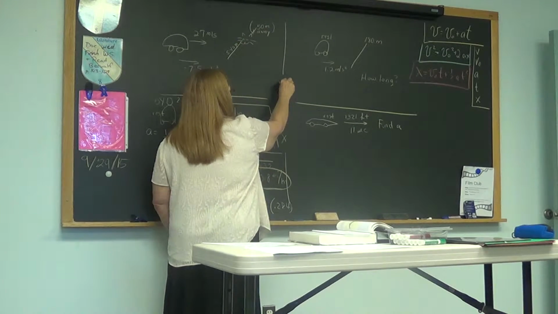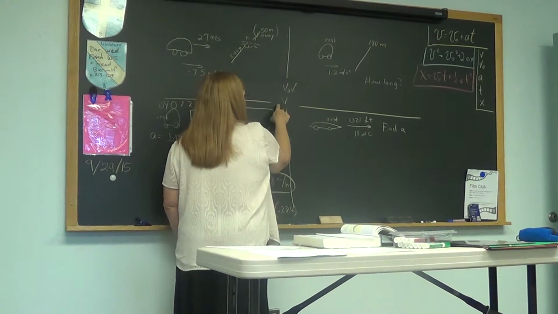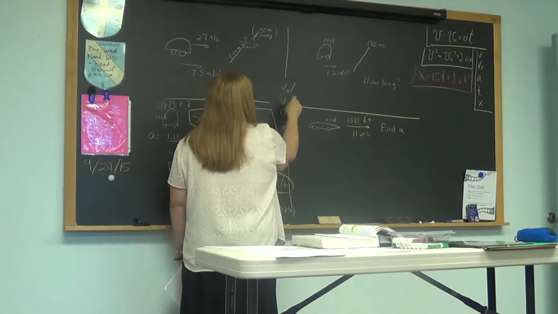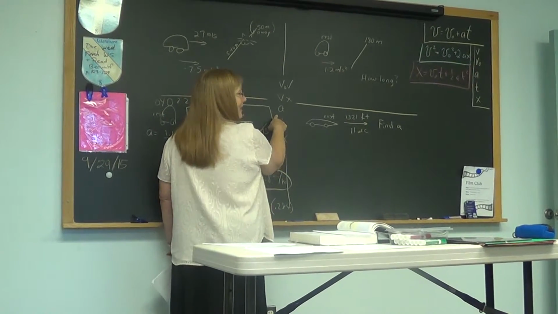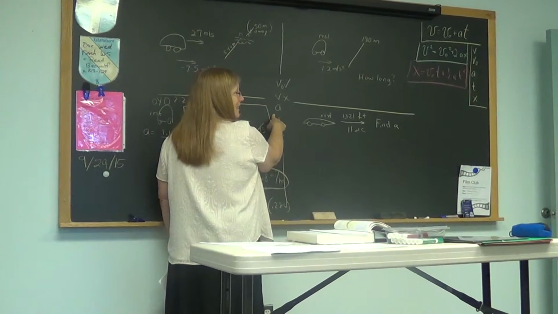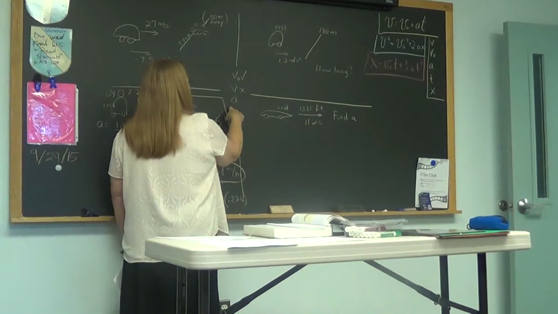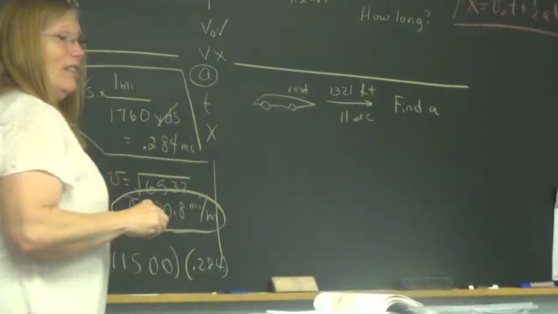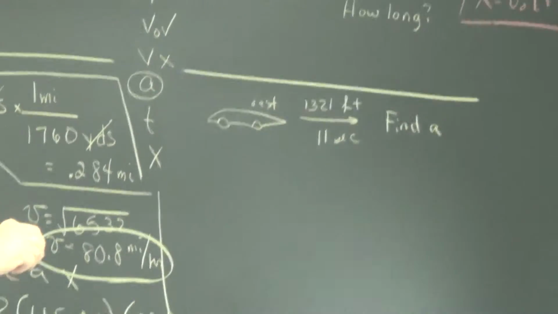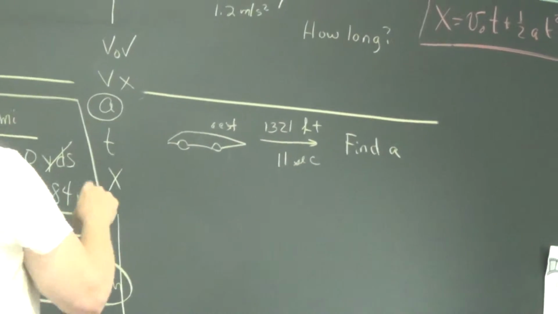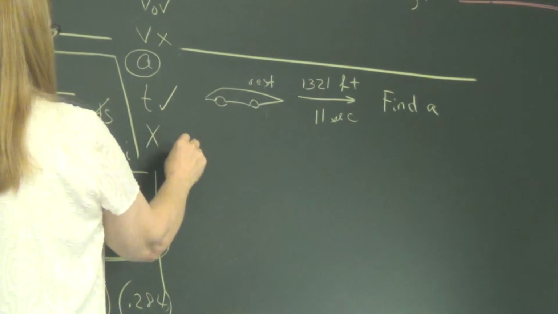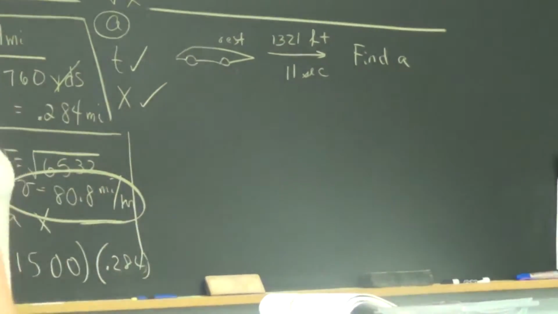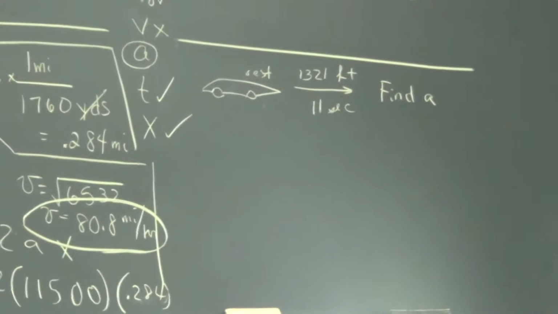Do we know initial velocity? Do we know final velocity? Do we know acceleration? No. But we need to have it in the equation because that's what we're looking for. So I circle it. And do we know time? Yeah. Do we know distance? All right, so which equation will help us with that?